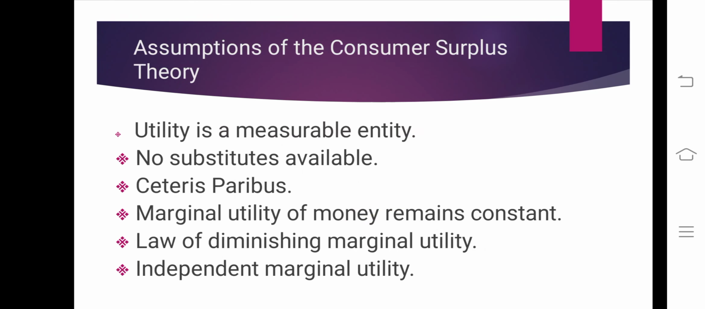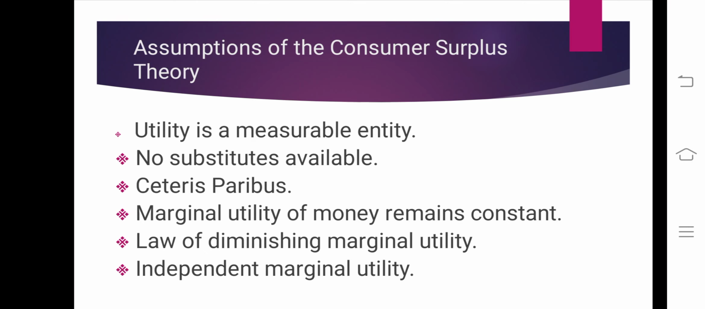So let us see the assumptions of the consumer surplus. The first assumption is utility is a measurable entity. That means the consumer surplus theory suggests that the value of utility can be measured. Under Marshallian economics, utility can be expressed as a number. For example, the utility derived from an apple is 15 units or 10 units.